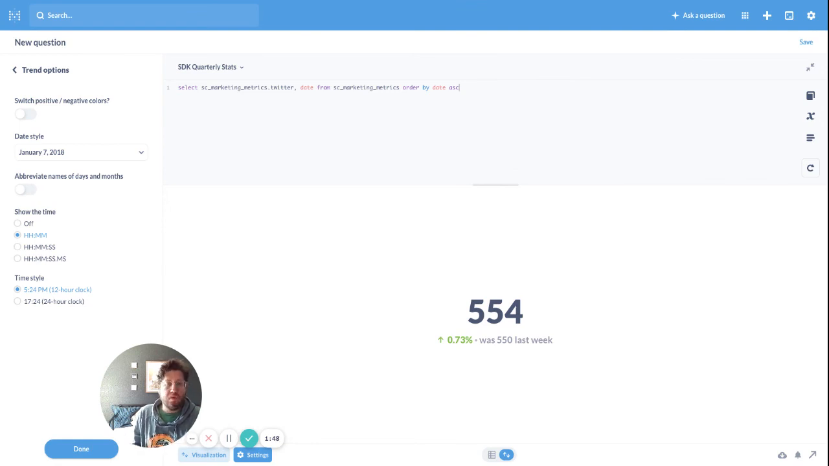So the trend question is really effective for showing you the count as well as the growth over the previous week. So thanks. Hopefully this was a helpful, quick Metabase tutorial.